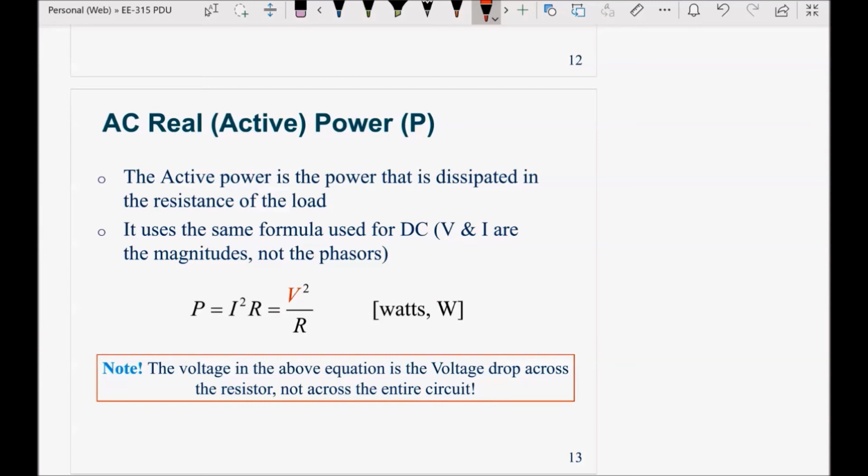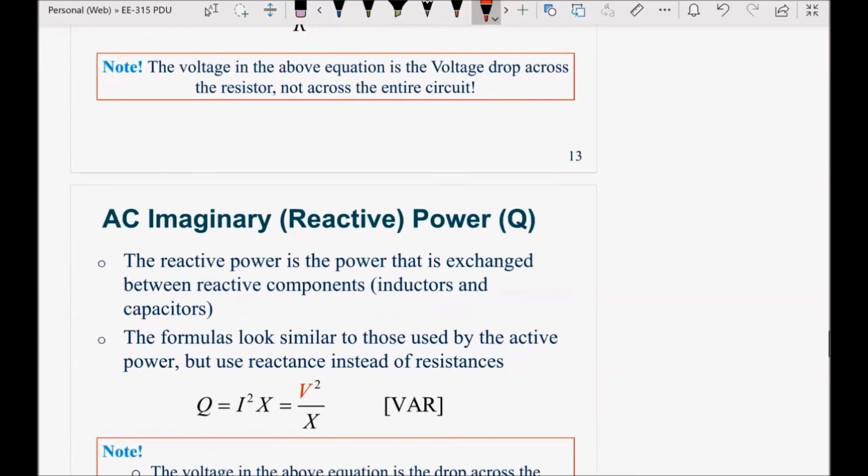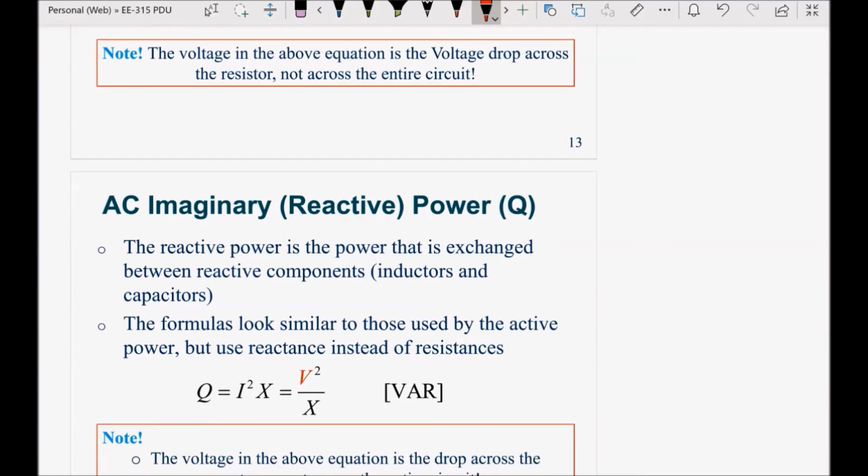So the power equation when we have a resistor is going to be this, I square R or V square by R, and the unit is watts. And there's a little note underneath that the voltage in the above equation is the voltage drop across the resistor and not the entire circuit.